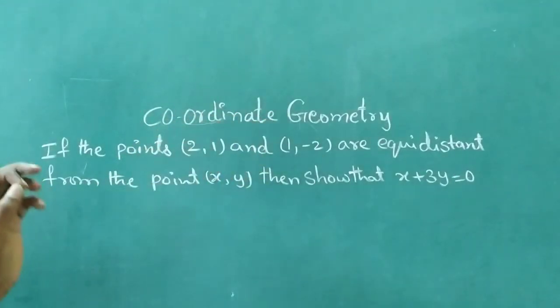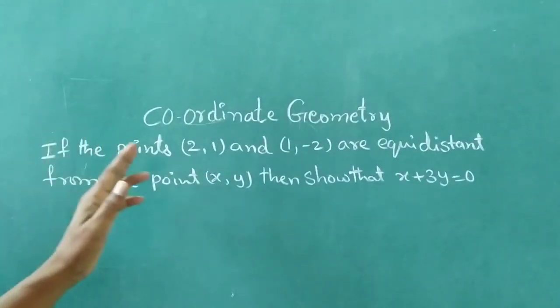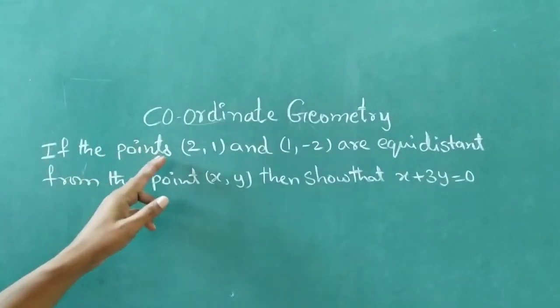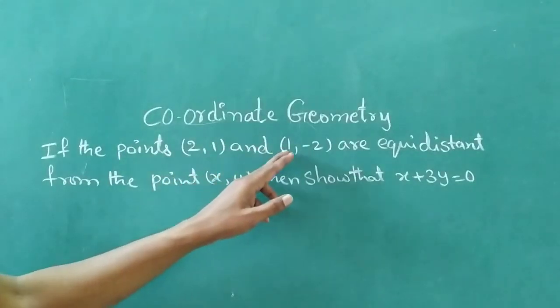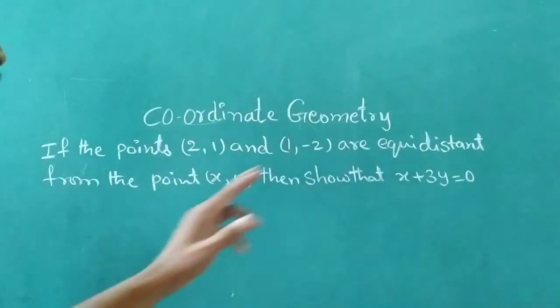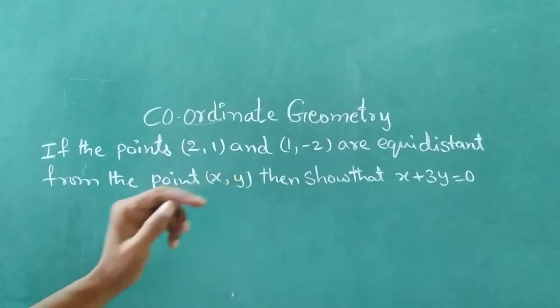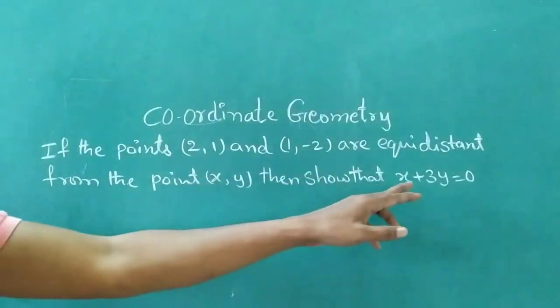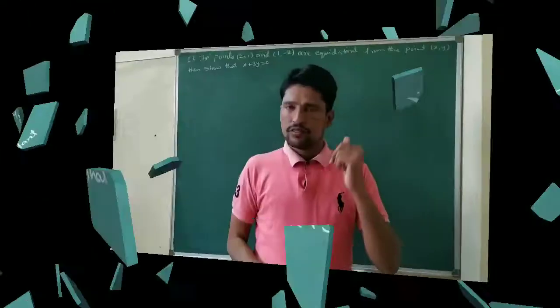Coordinate geometry, one of the most important short answer type problems. If the points (2, 1) and (1, -2) are equidistant from the point (x, y), then show that x + 3y = 0. Let us see the solution.